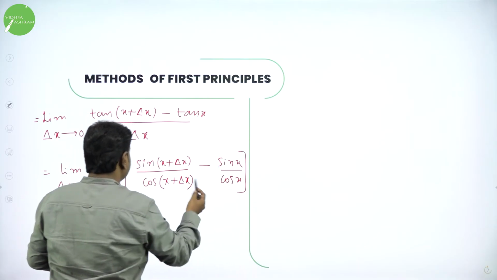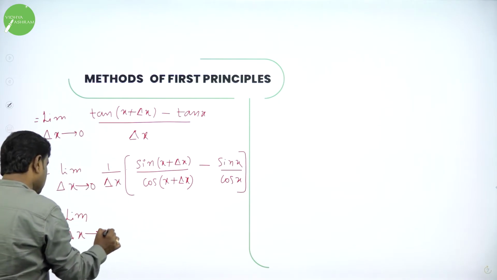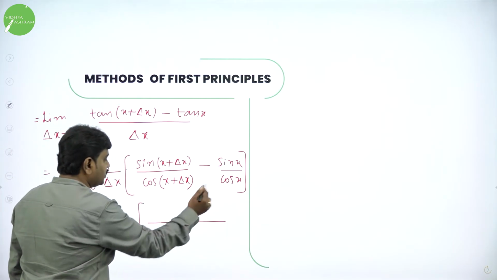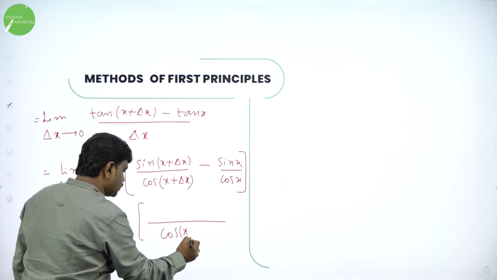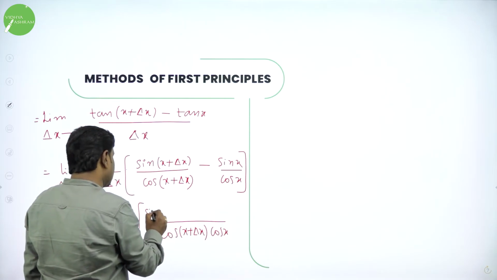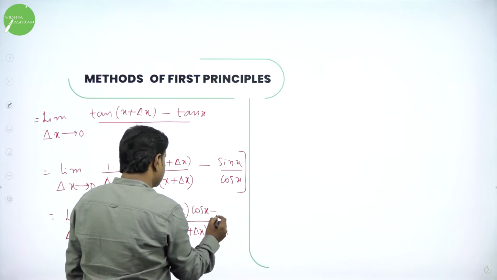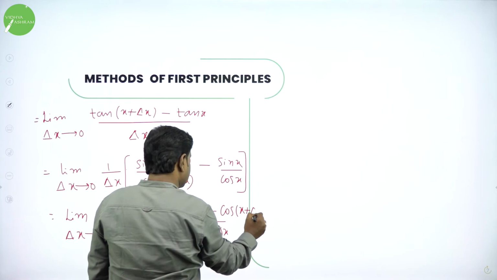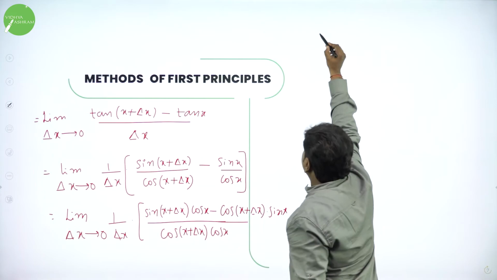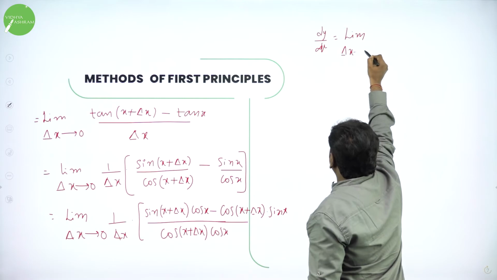Now I'll simplify this. That is limit delta x tends to 0. Let 1 by delta x be outside into, so take LCM. What is the LCM for this? Product of the denominators, that is cos of x plus delta x into cos x. Then cross multiply, it will become sin of x plus delta x into cos x minus cos of x plus delta x into sin x. Now further simplification, that is dy by dx is equal to limit delta x tends to 0, denominator is what?